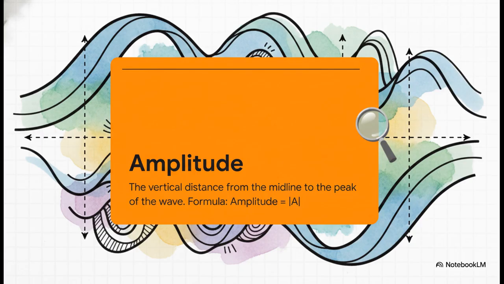And here's the key. If you've got an equation like y equals a times sine of bx, the amplitude is just the absolute value of that number a out in front. And think about it. It's a distance, right? So it can't be negative, ever. That's super important to remember.